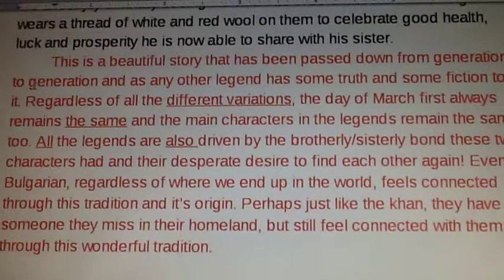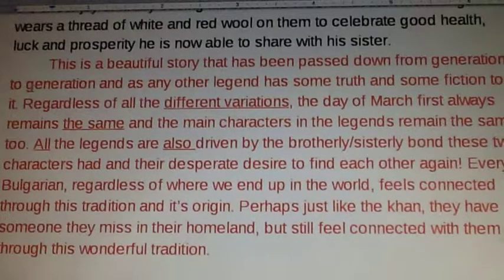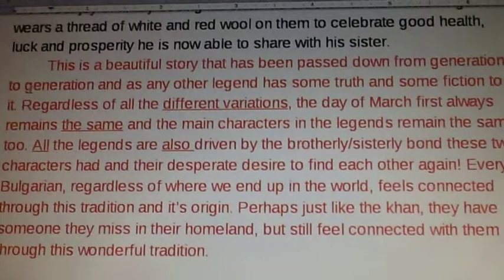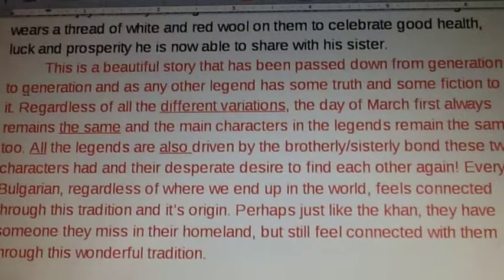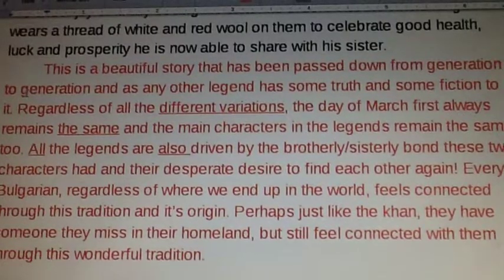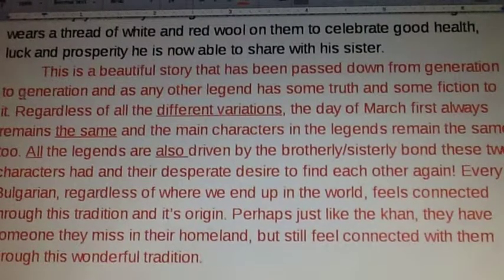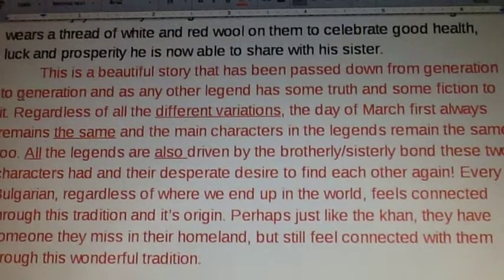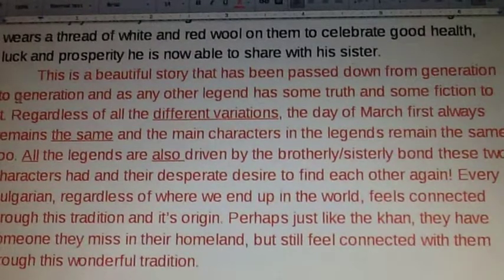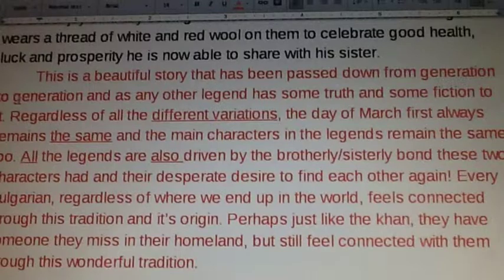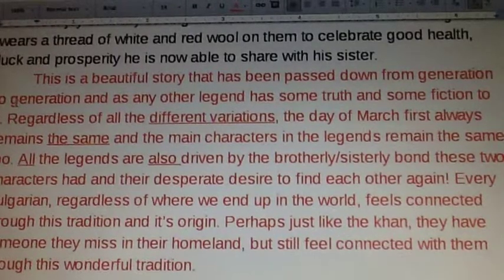So in this paragraph it says, "This is a beautiful story that has been passed down from generation to generation, and as any other legend has some truth and some fiction to it. Regardless of all the different variations, the day of March 1st always remains the same." The word always is also a word that would show comparison. The same is another word. "And the main characters in the legends remain the same.